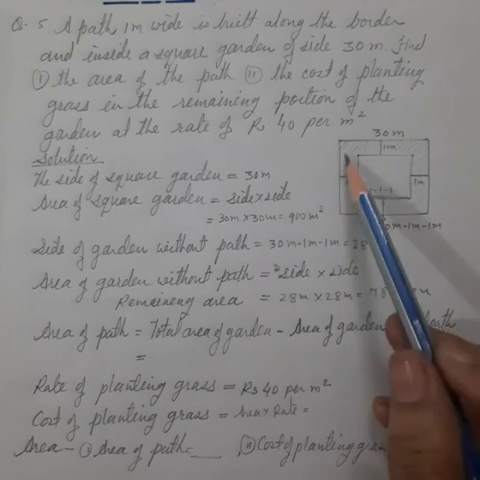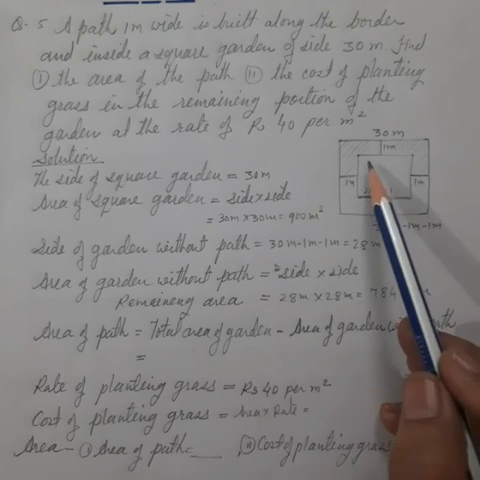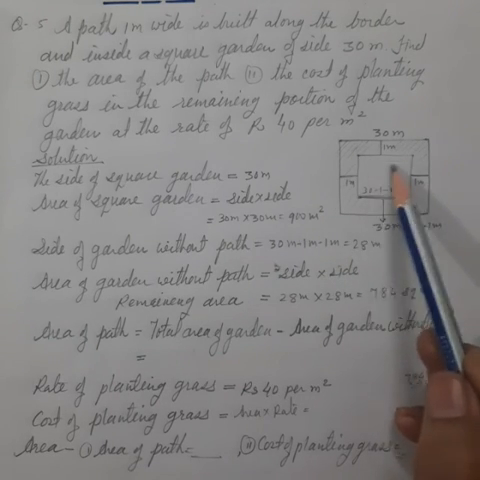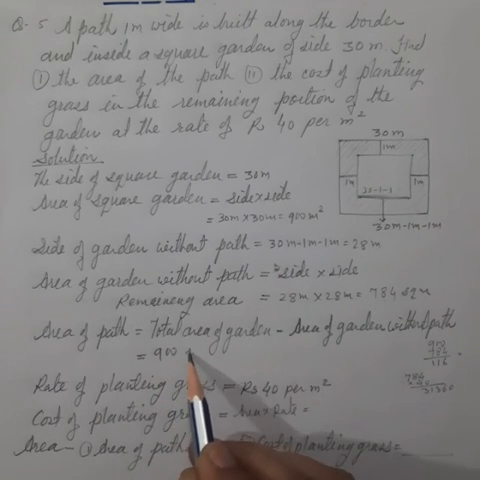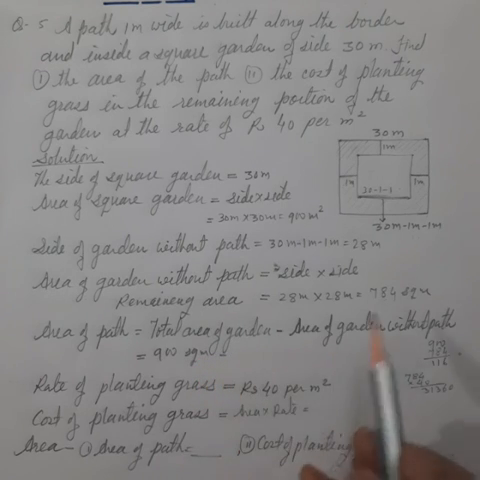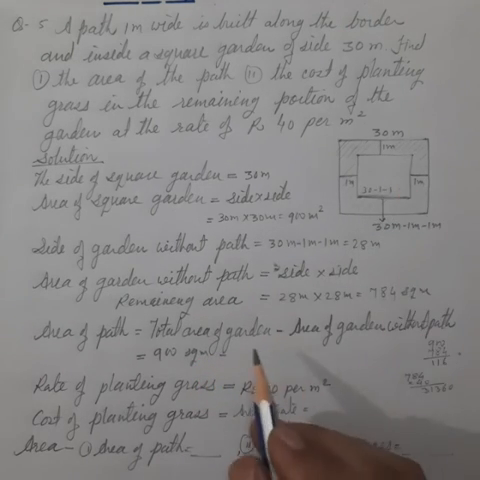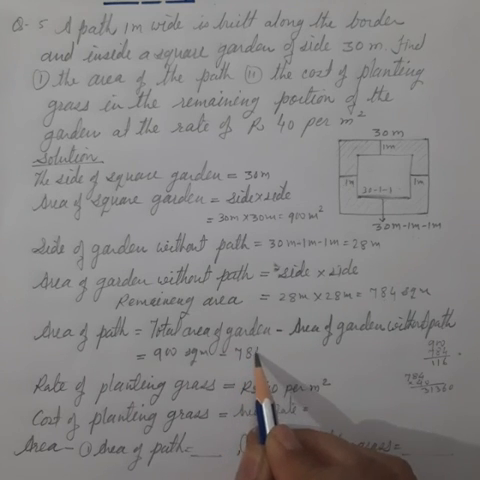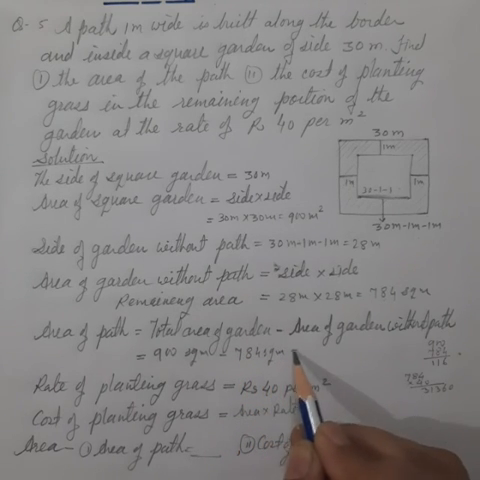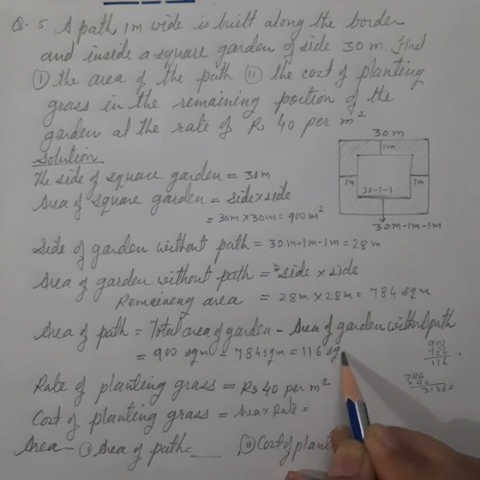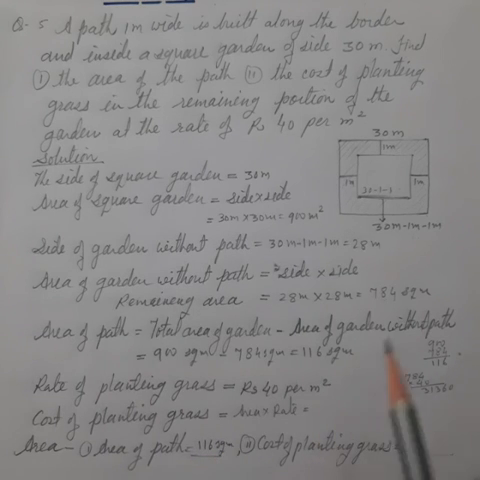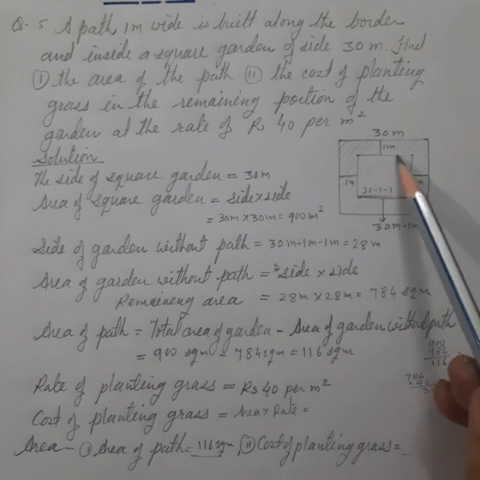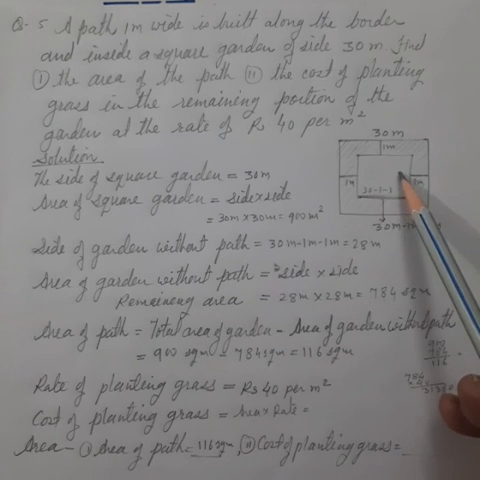Now we have to find out the area of the path. So subtract the area of the remaining portion from the total area. Total area is 900 square meter. Subtract the area of the inner square, it is 784 square meter. We get 116 square meter. So the area of the path is 116 square meter.